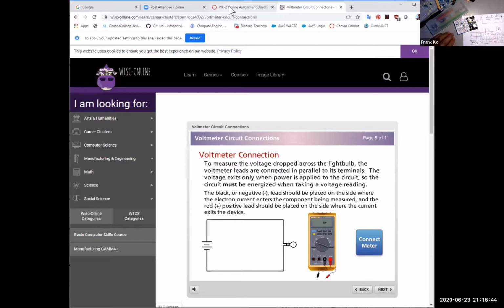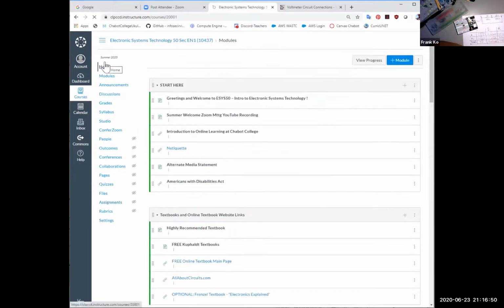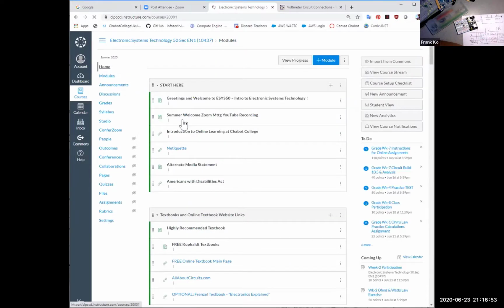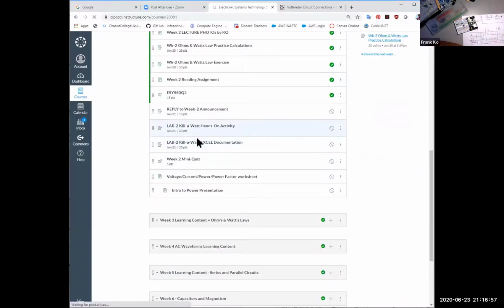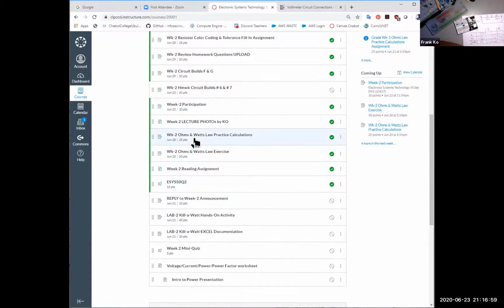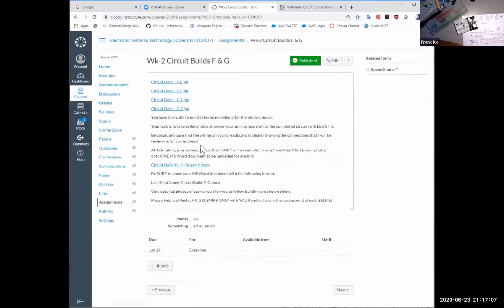What else is on Canvas that you can do between now and Thursday is also do your circuit builds. I have both F and G. So F and G are on here, and I highly, highly recommend that you build these. There's 2 circuit builds, so there's only 2 selfies you're going to take.